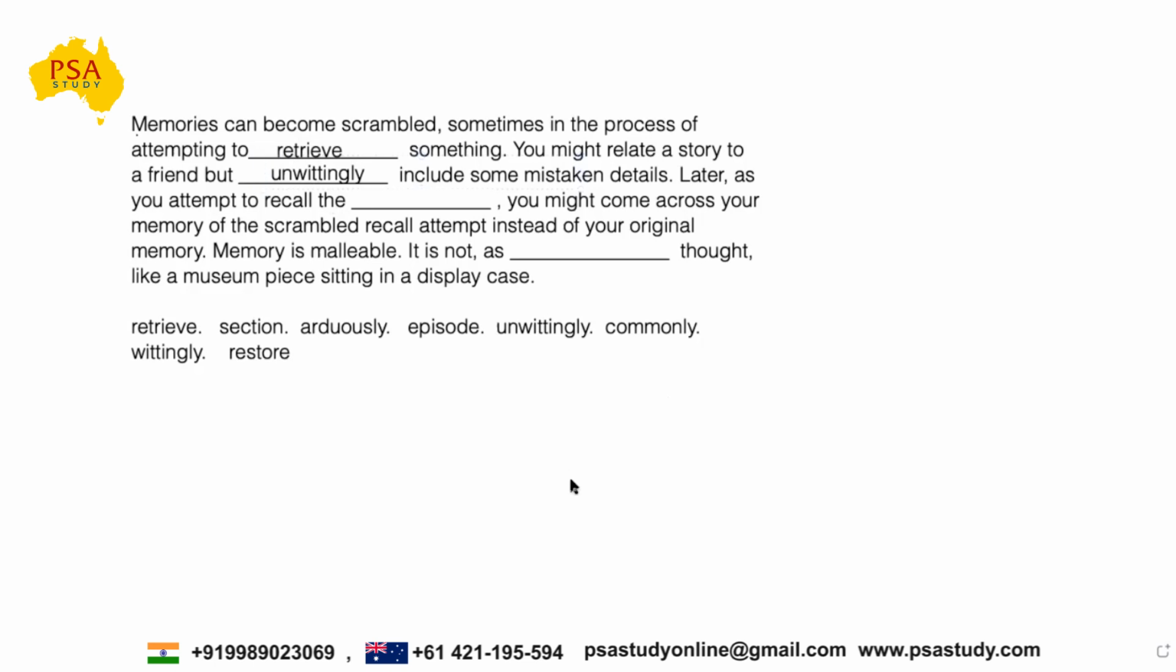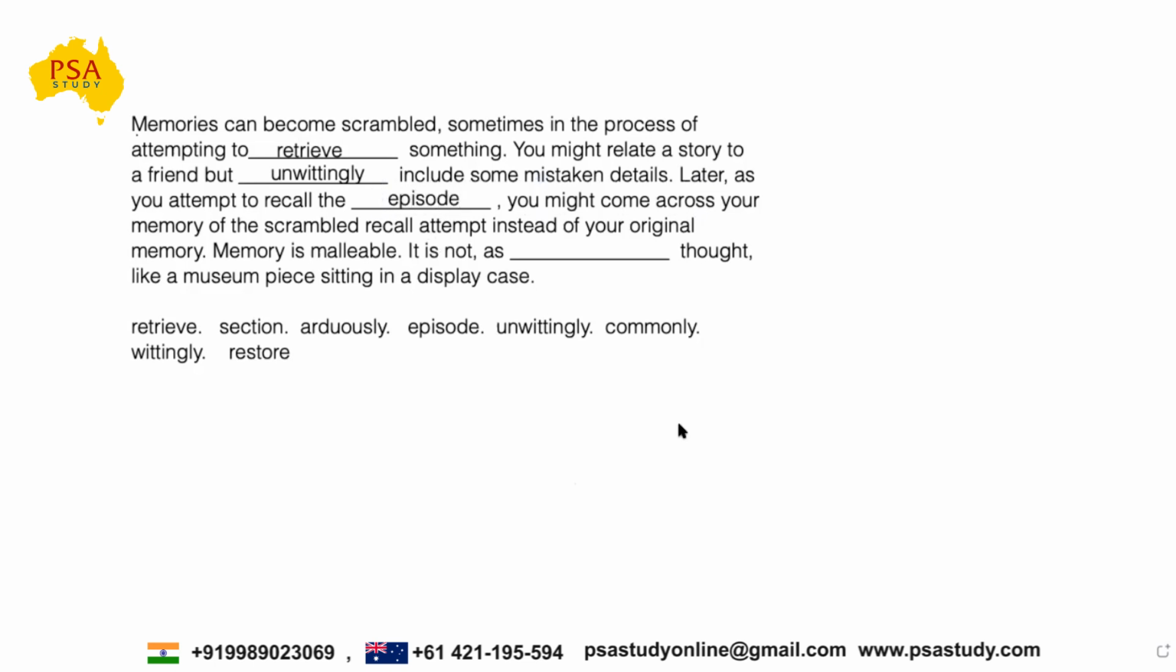Right? Later, as you attempt to recall the dash, you might come across your memory of the scrambled recall attempts instead of your original memory. Recall the dash. So a particular thing he is indicating to, the dash. So here we need to fill a noun, either section or episode. And again, if we go with the sense, episode is suiting better.